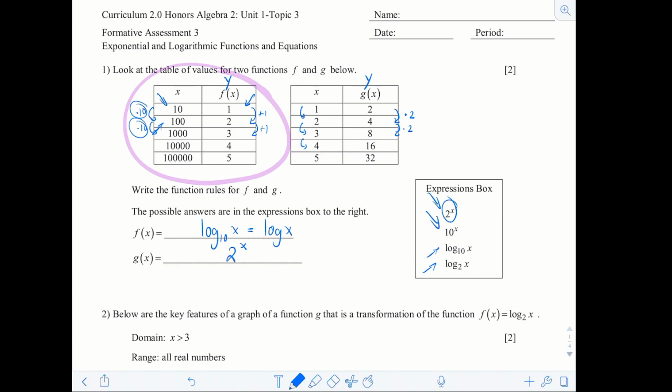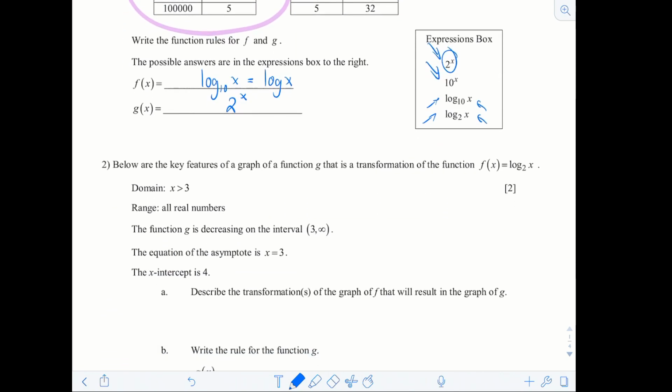The key thing to look for is which values are being multiplied. If the x value is being multiplied by some value each time, it is going to be some type of logarithmic equation. And if the y value is being multiplied by the same value each time, it is going to be some type of exponential function.